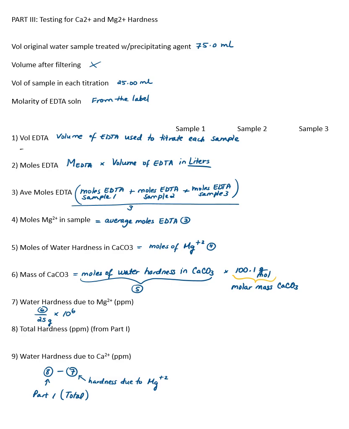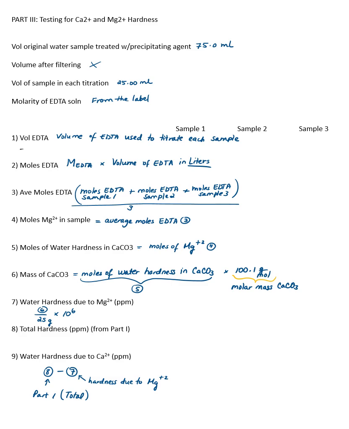To find out moles of EDTA is the same thing, molarity of EDTA times the volume of EDTA in liters. So molarity of EDTA is the number that you're copying from the label in your solution. And then the volume is how much EDTA you're using to titrate your sample, but remember that number has to be in liters. Molarity is moles per liter. Those are the units that you have in a molar concentration. So to cancel out the unit liters, your volume has to be in liters too.